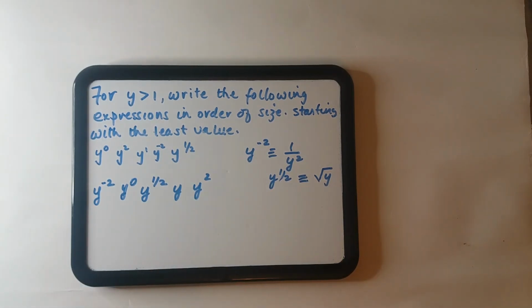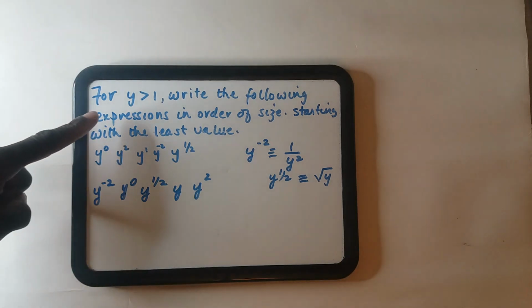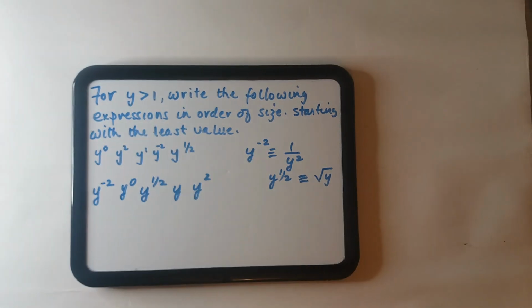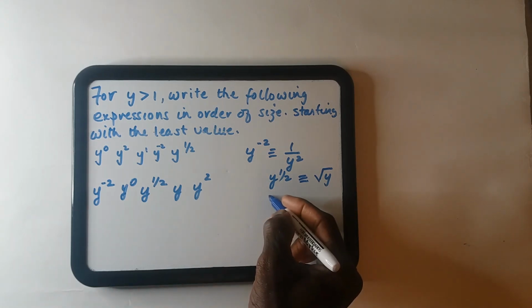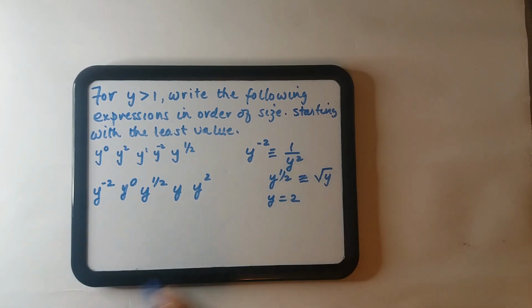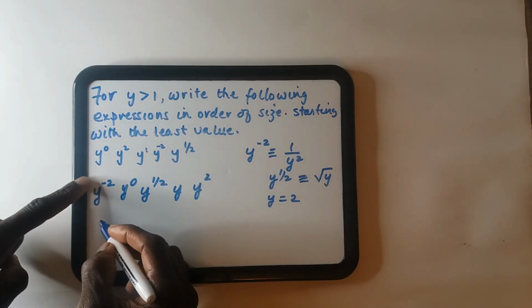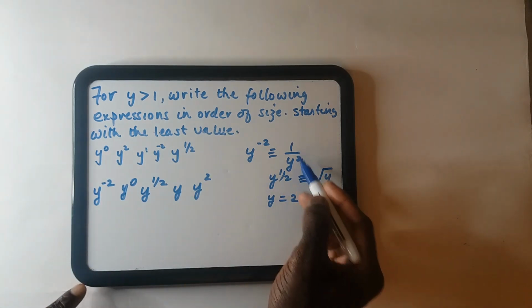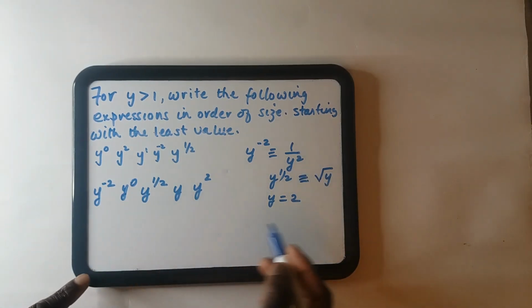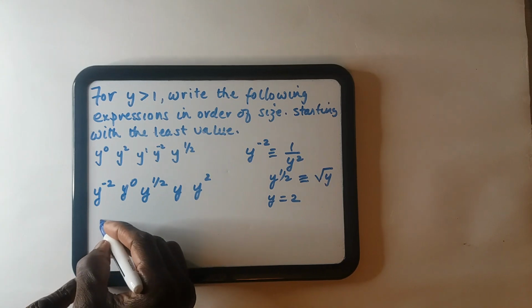But we need to check this, bearing in mind our condition, y greater than 1. Let's choose 2 as the value for y. So let's say y is equal to 2. And this is how we'll check. So y to the negative 2 will be 1 over y squared, which is 1 over 2 squared, which is a quarter.